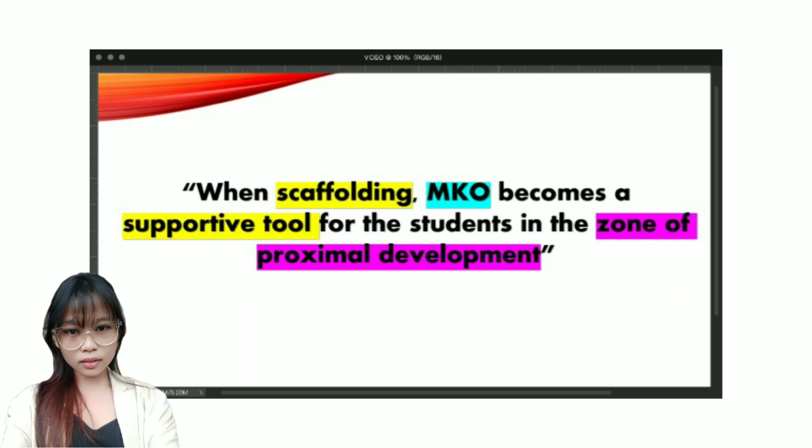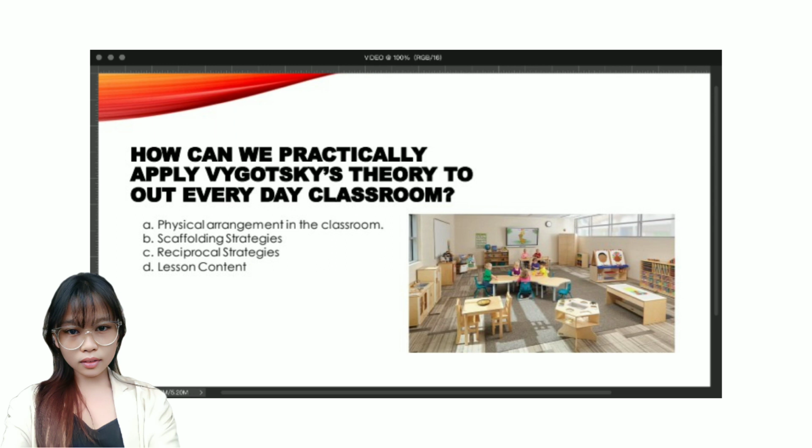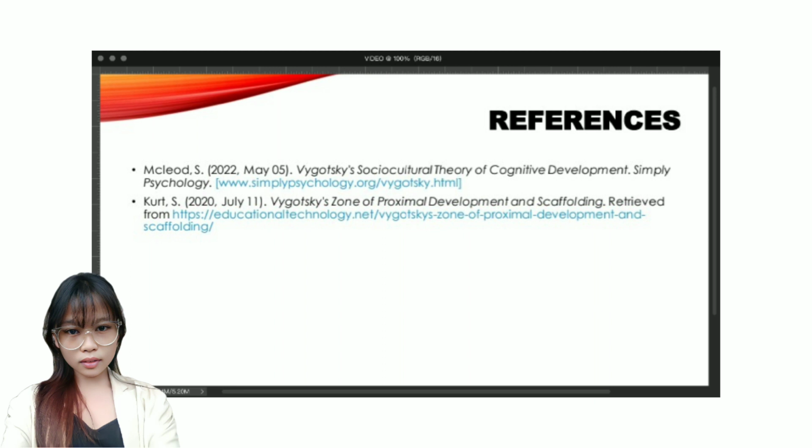Before I end this presentation, I just want to share some things on how we can practically apply Vygotsky's theory to our everyday classroom. So yeah, we have physical arrangement in the classroom, scaffolding strategies, reciprocal strategies, and lesson content. And yes, these are my references.